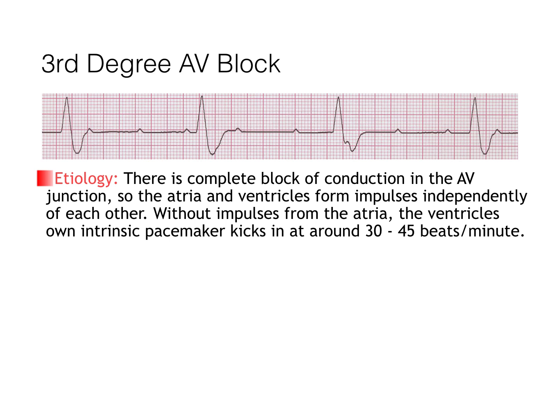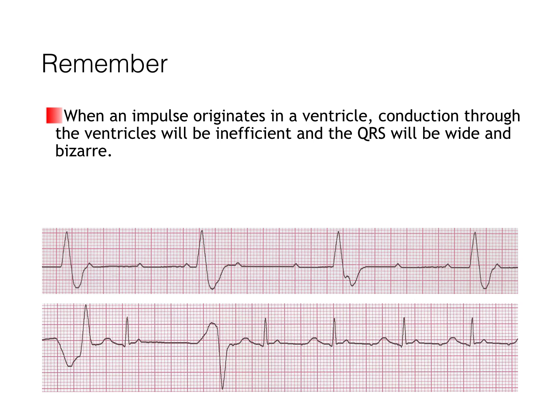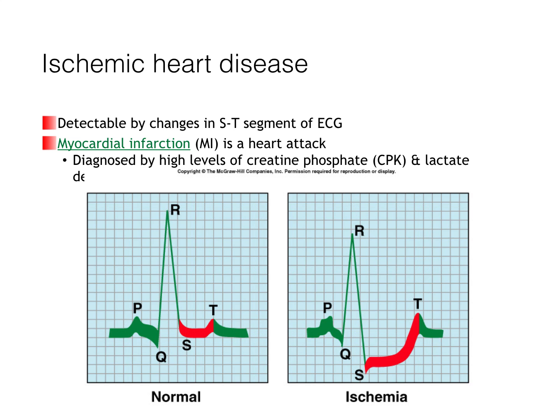There is complete block of conduction in the AV junction. So the atria and ventricles form impulses independently of each other. Without impulses from the atria, the ventricle's own intrinsic pacemaker kicks in at around 30 to 45 beats per minute. When an impulse originates in a ventricle, conduction through the ventricles will be inefficient and QRS will be wider and bizarre always.